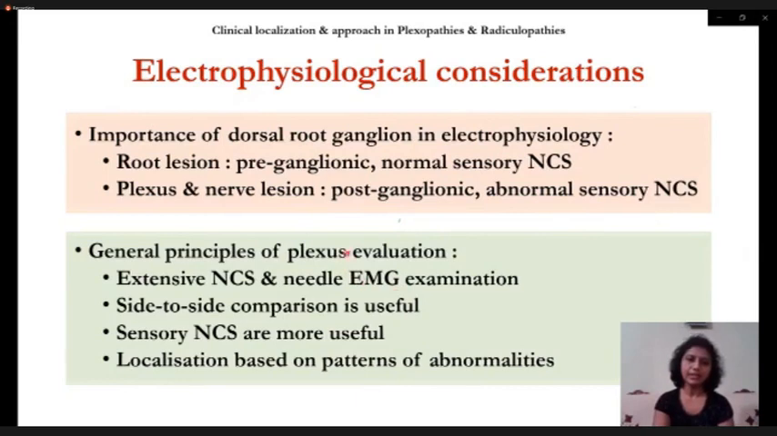In addition, plexus evaluation requires an extensive ENMG study. Side-to-side comparison is useful. Sensory conduction studies are generally more useful in identifying various patterns of abnormalities and thereby the localization as compared to the motor conduction studies, but exceptions are always there, as in the case of neuralgic amyotrophy, where the sensory nerve conduction studies are largely preserved.